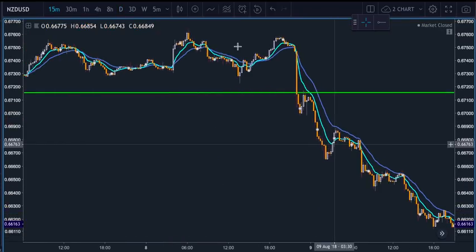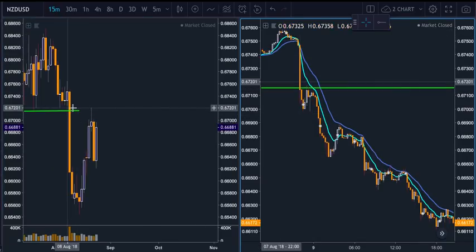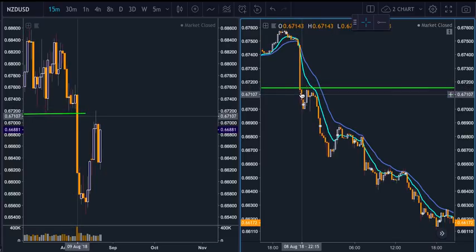Now, what I do with this is the line here. So on the daily chart, if I line them both up, this is actually the line. It's exactly in the same spot, and it breaks down exactly at this point here.